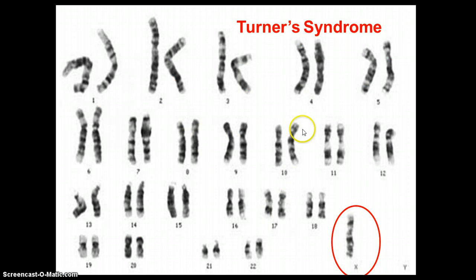And here we have a karyotype showing us Turner syndrome. We have that missing X chromosome, which should be right here. It should be one that looks exactly like that.